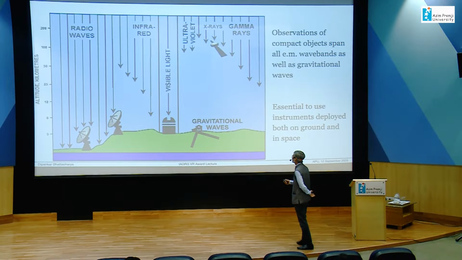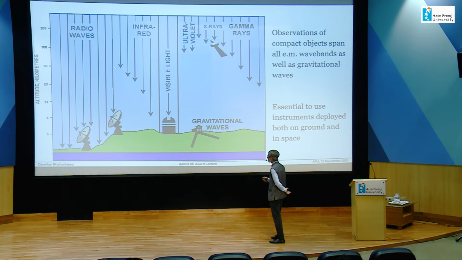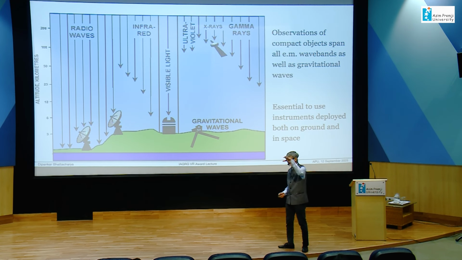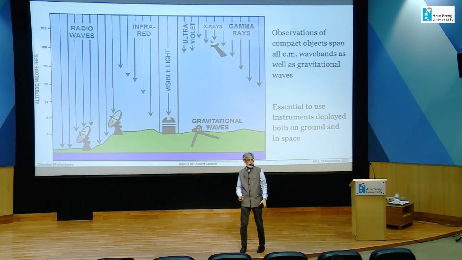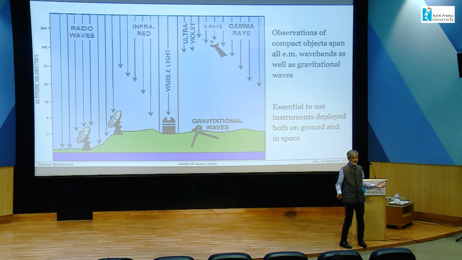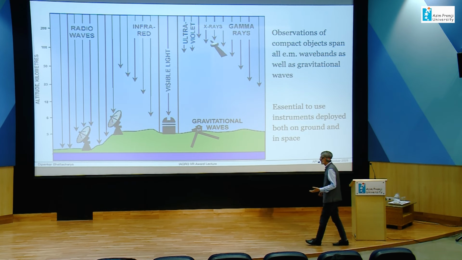In many electromagnetic wave bands, our atmosphere is opaque. Radiation coming from outside does not reach the ground. So clearly, we cannot build ground-based observatories at all these wavelengths and expect to observe them.